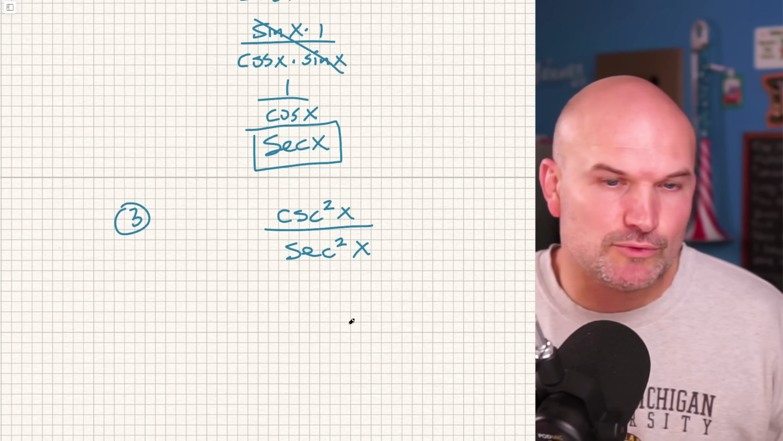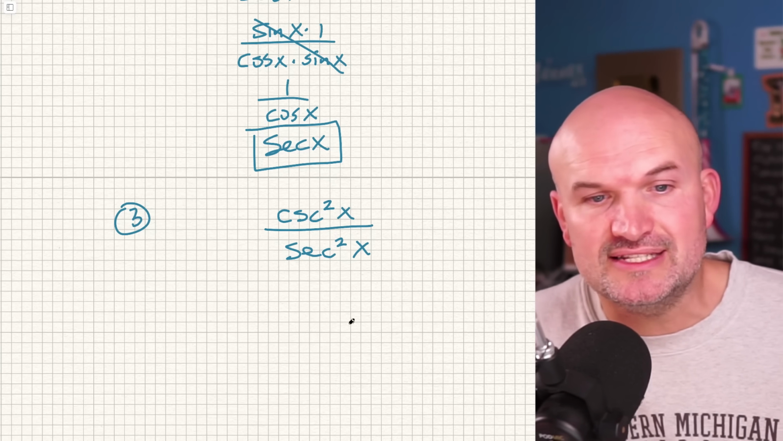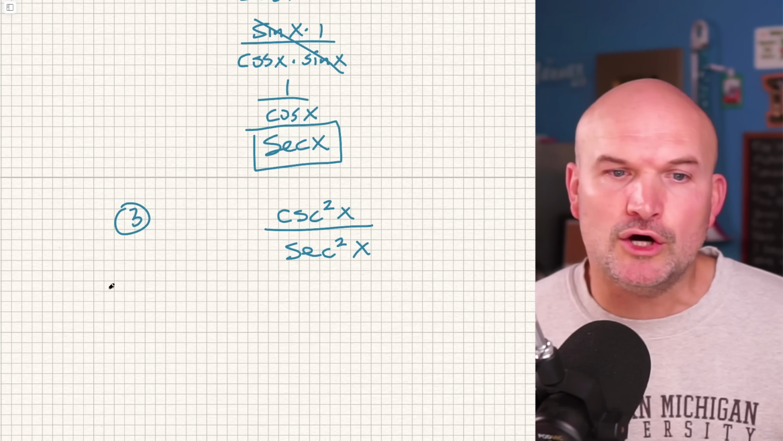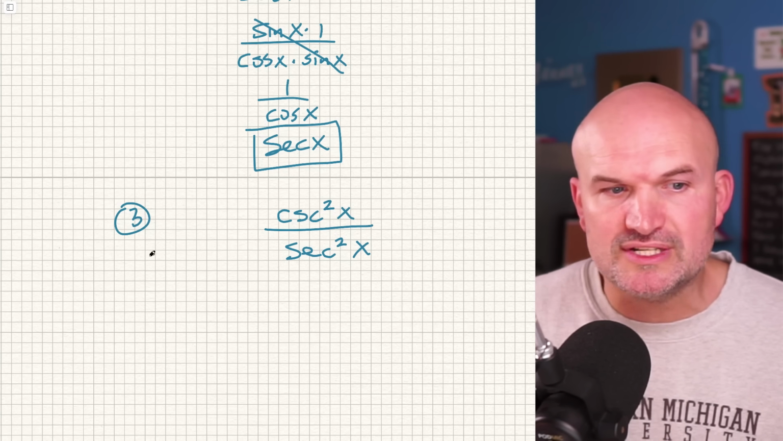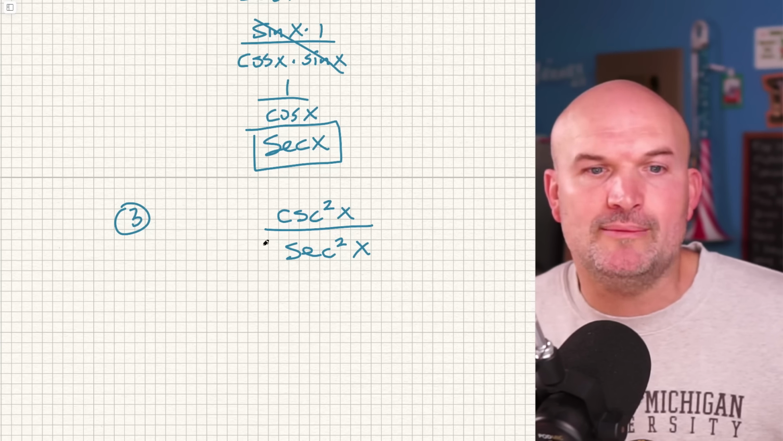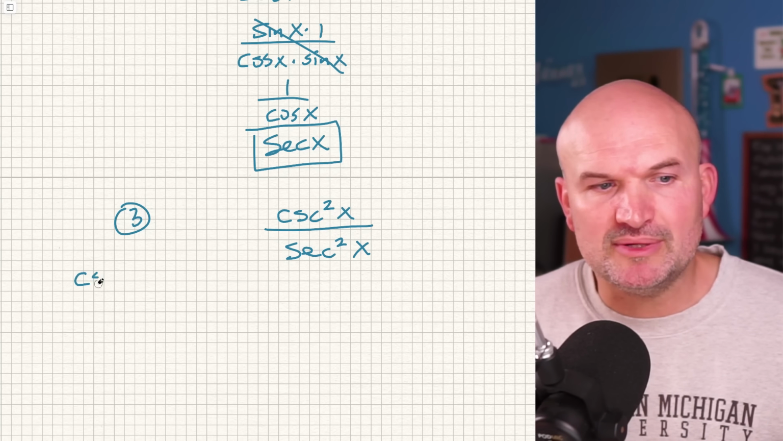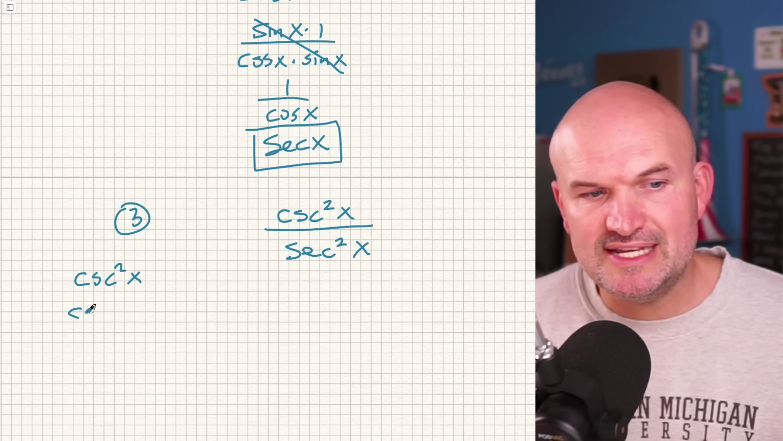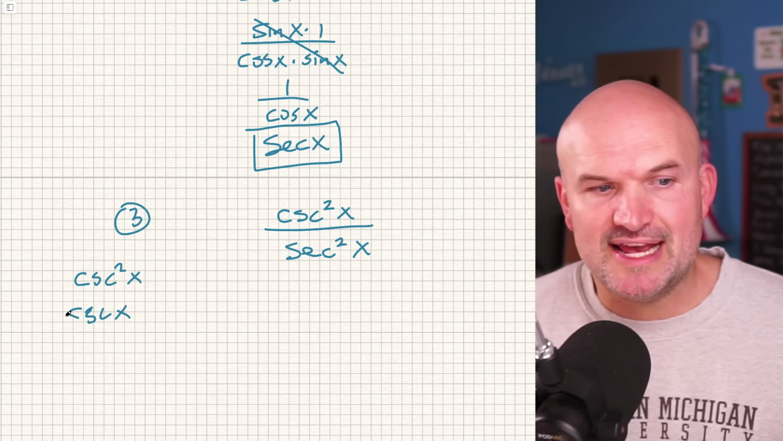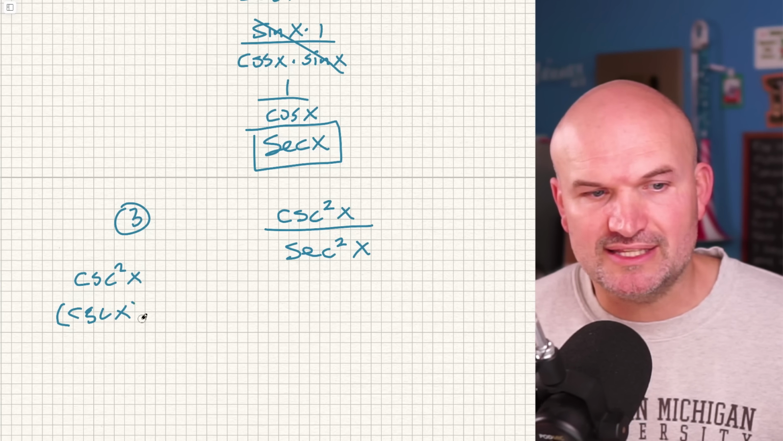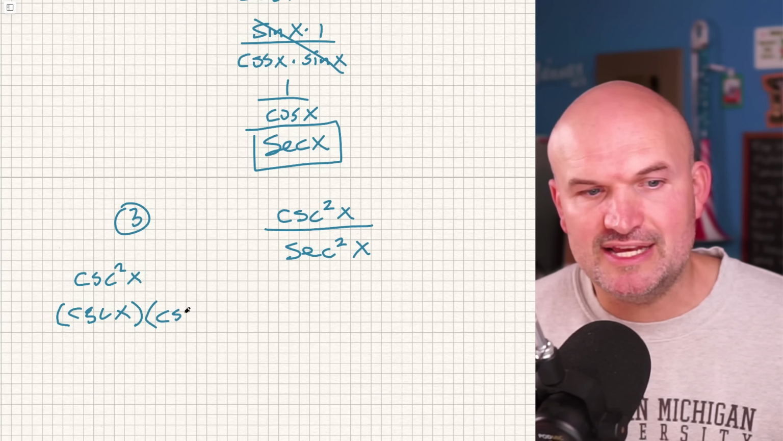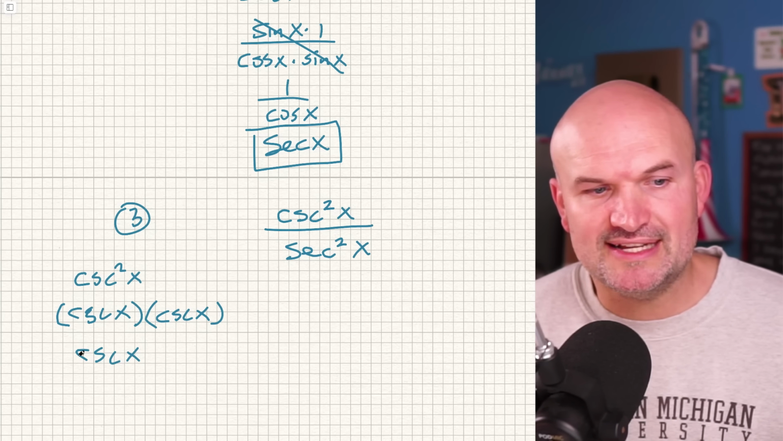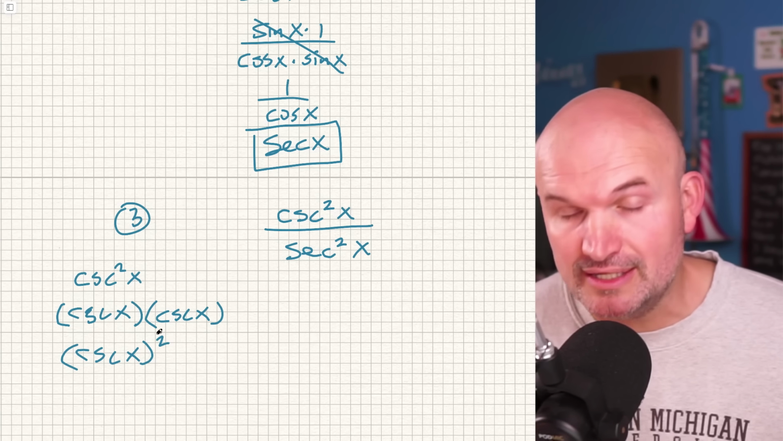And the last example is we're going to have a cosecant squared of x divided by a secant squared of x. Now, again, I'm going to consider these to be a little hard because a lot of students will get confused when we start doing trigonometric functions squared. But just remember, ladies and gentlemen, cosecant squared of x, all that really simply means is cosecant of x times a cosecant of x, right? And you could rewrite that as cosecant of x squared, and that's totally fine.